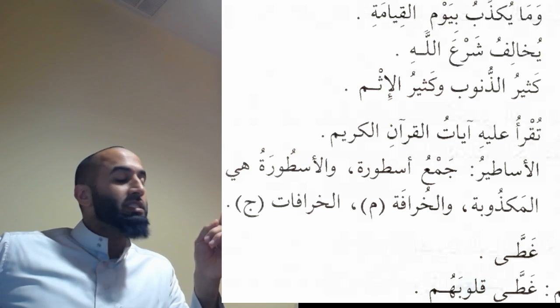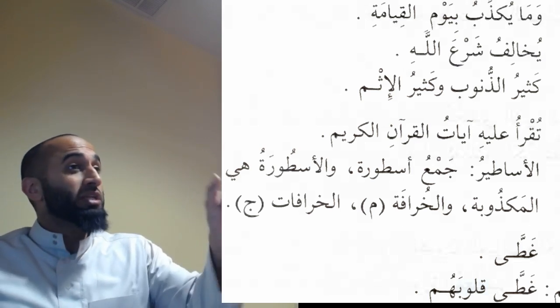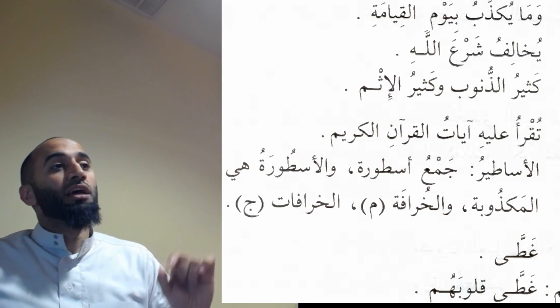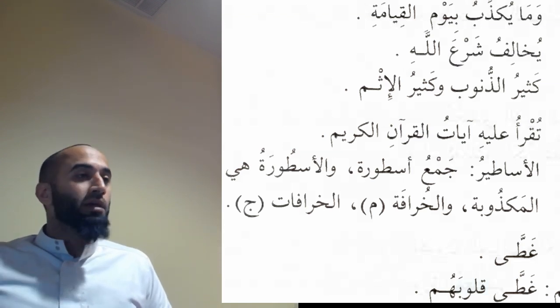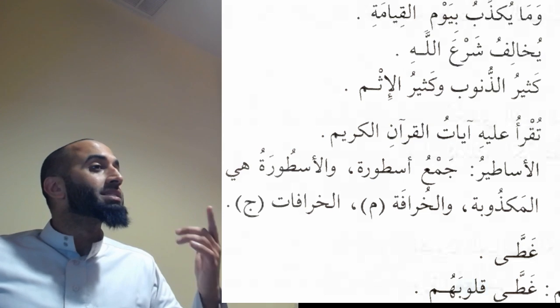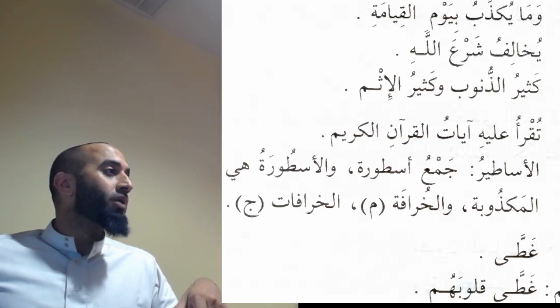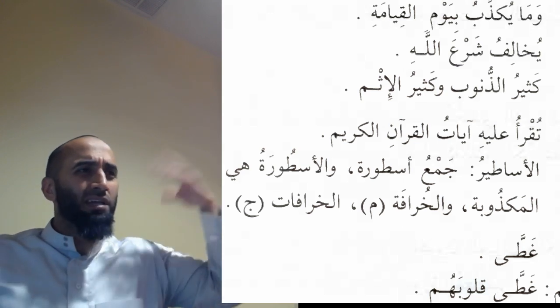The next verse is إذا تتلى عليه آياتنا قال أساطير الأولين. What is a description of this excessively sinning, transgressive person? إذا تتلى عليه آياتنا, when our verses are recited onto him, قال, he says, أساطير الأولين. What's أساطير الأولين? Stories of the past, tales and fables and this and that.